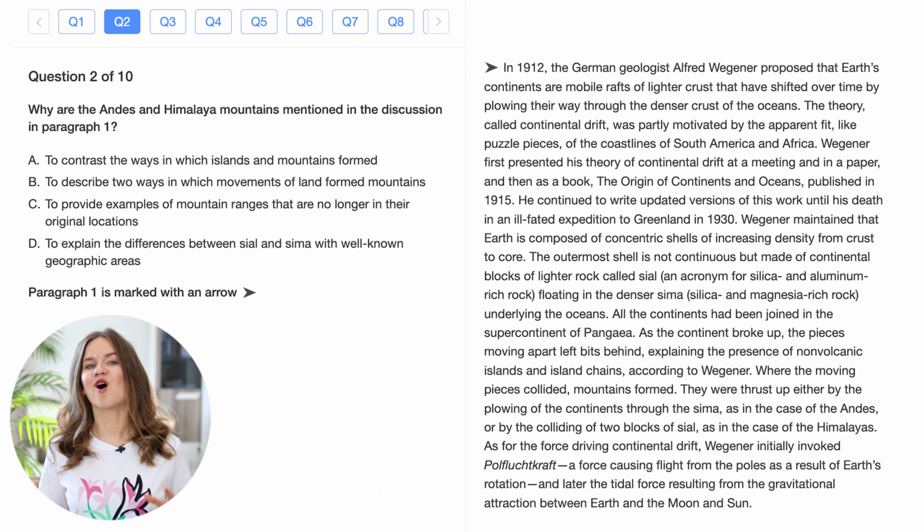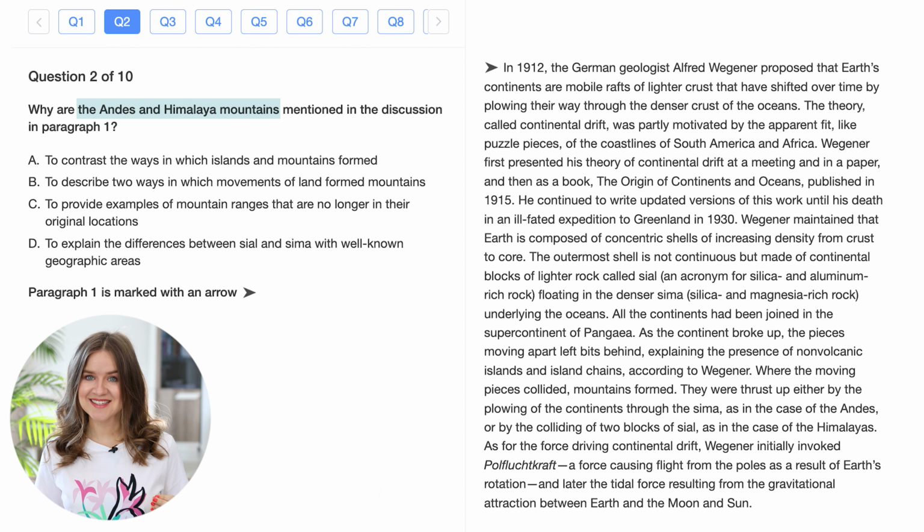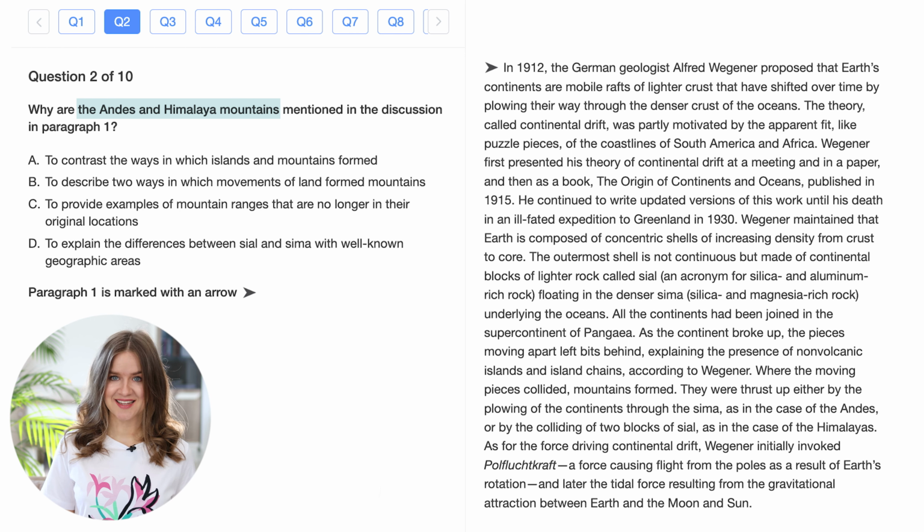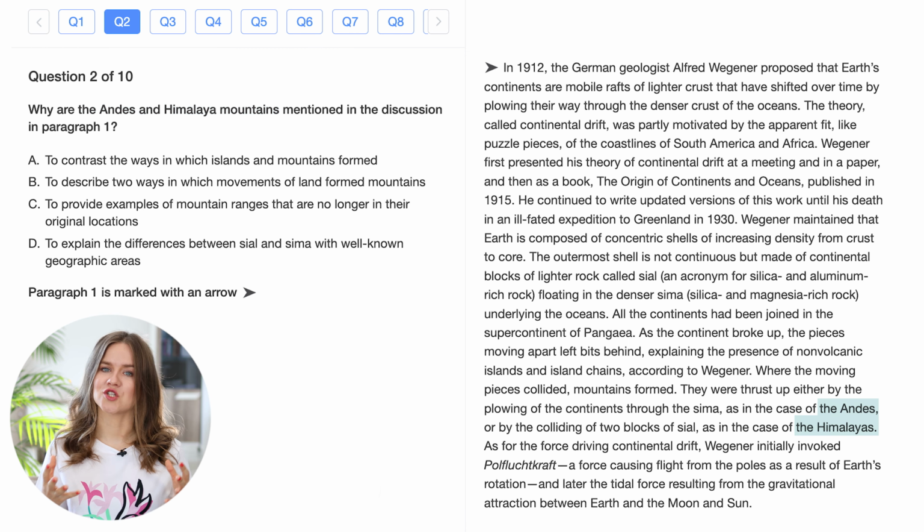The keywords here are clearly the Andes and Himalaya mountains. And I can easily spot them just one sentence after the one I've just read. I should also read the sentence in between to get more context.